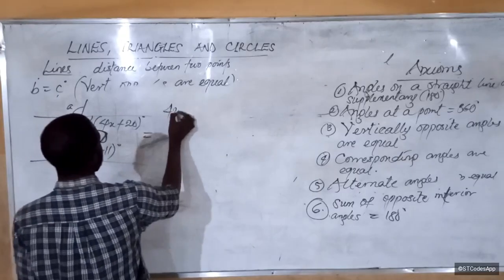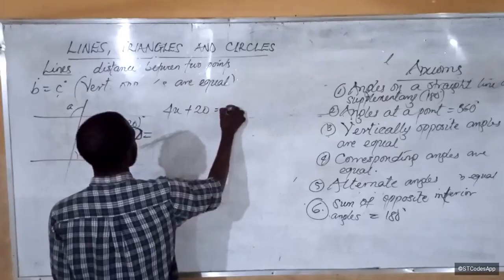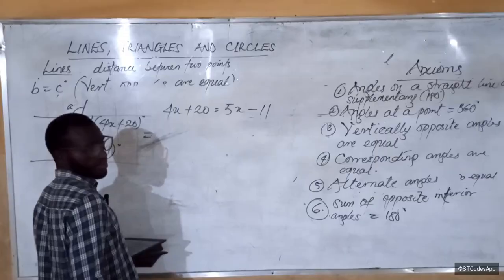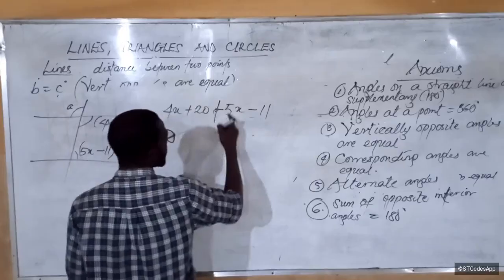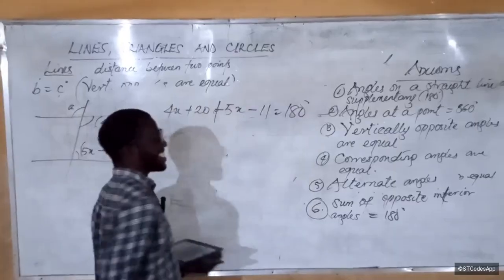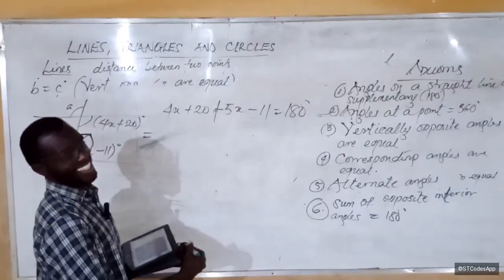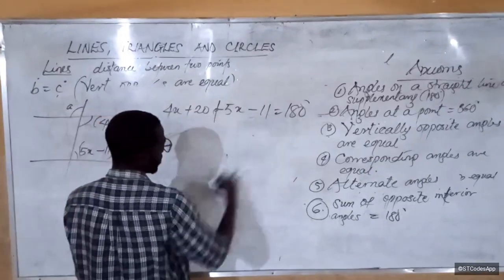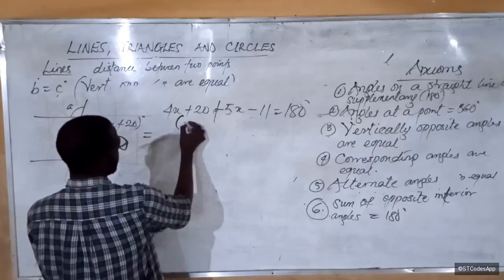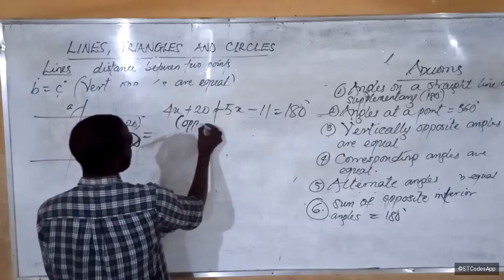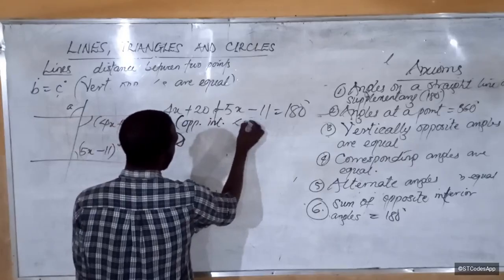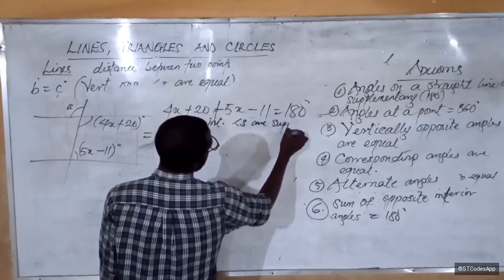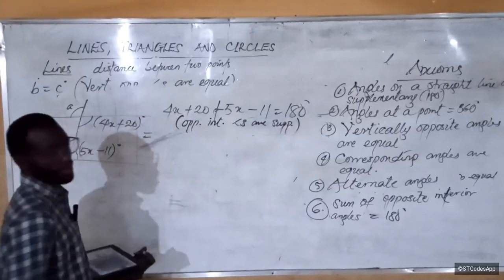So that is 4x plus 20 plus 5x minus 11 is equal to 180. Do you understand? So the sum of this guy and this guy should give us 180. What's the axiom? Opposite interior angles are supplementary. You understand?